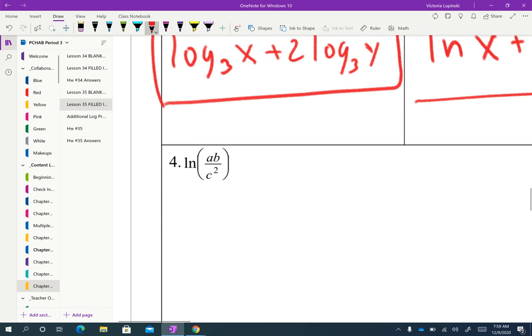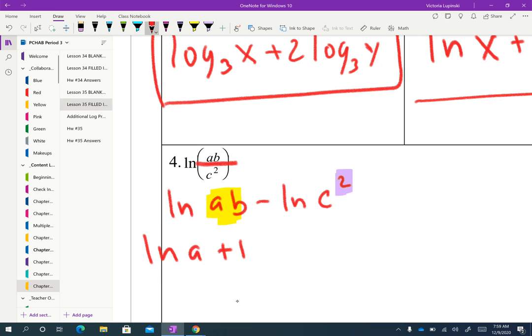For number 4, ln of A times B divided by C squared, I'm going to start by breaking up the big division. So that would be the ln of the top minus the ln of the bottom. Then I'm going to do 2 things at once. I'm going to take the multiplication and turn it into an addition. I'm going to take this exponent and move it to the front. So ultimately, I get the ln of A plus the ln of B minus 2 ln of C.